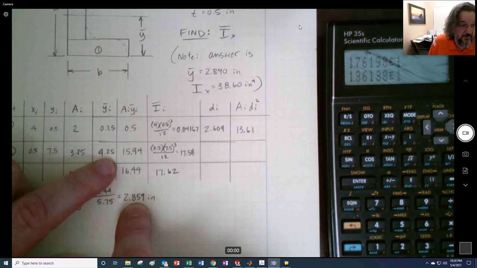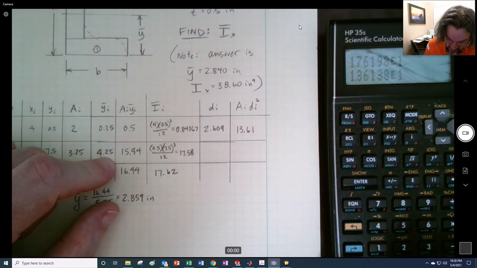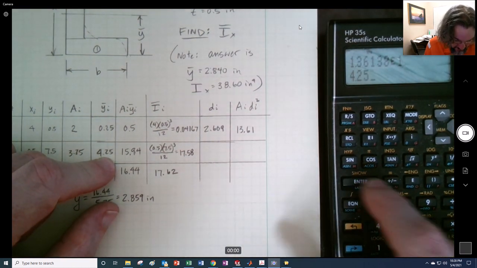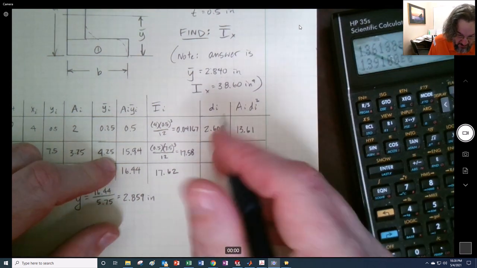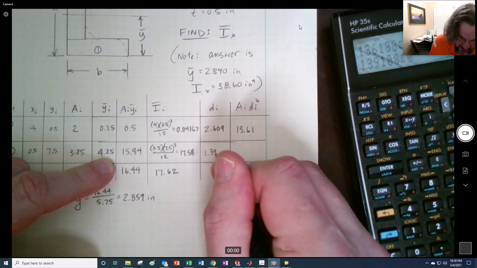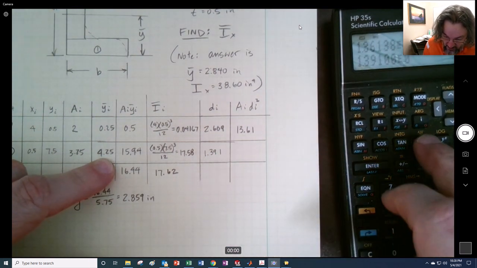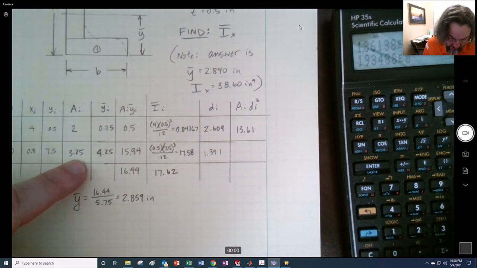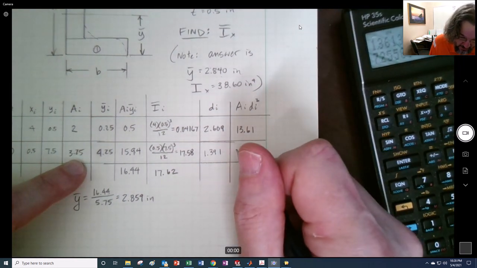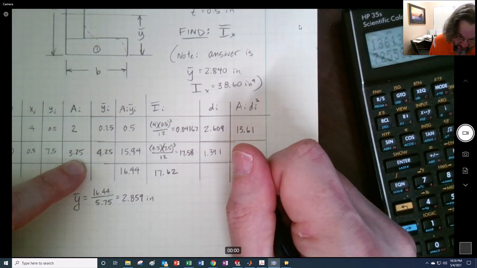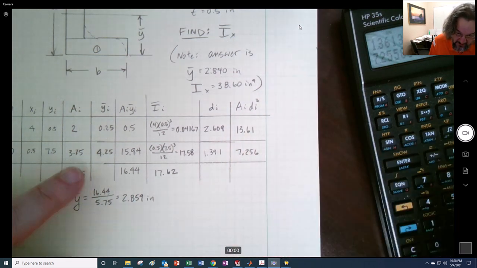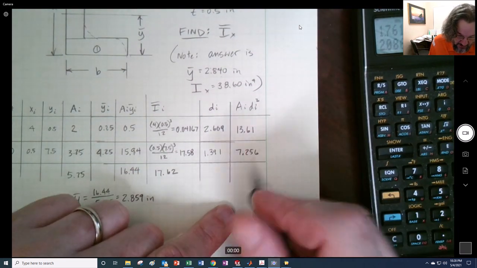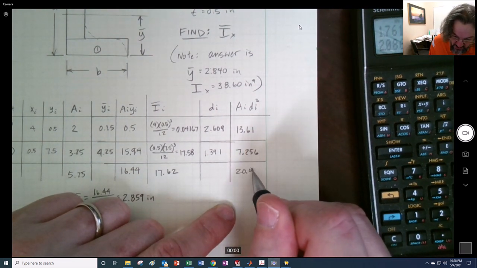Okay. And now we want to take this one and subtract from there. I think I did that right. Okay. So 4.25 and 2.859. Subtract that out and we get 1.391. Now we square that and multiply it by 3.75. Boom. And we get, I'm already afraid that we get too much, but 7.256. And I'm going to add that and get 20.87.